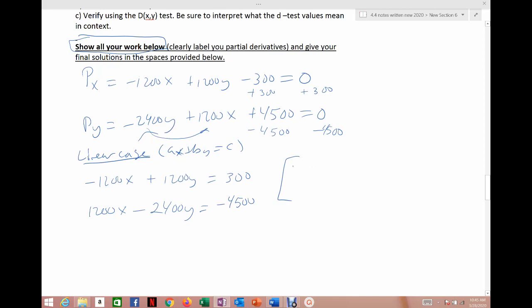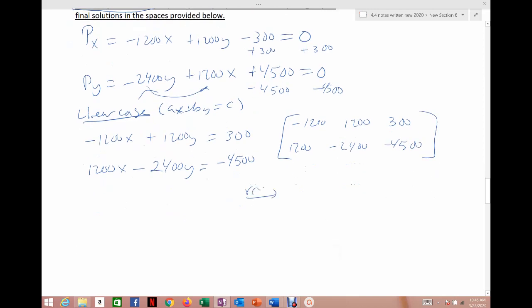Plug it into your matrix, and again, just make sure you're careful with your negatives and your positives. And then show your results. This is the work we're looking for. When it reduces down to 3.25 and 3.5, there's my x value, there's my y value.